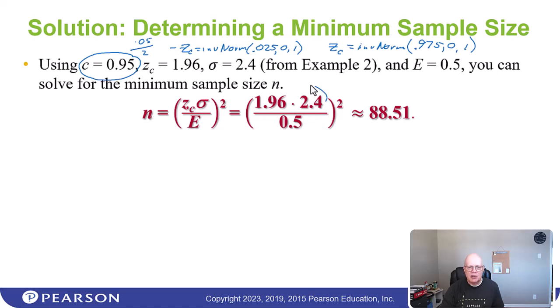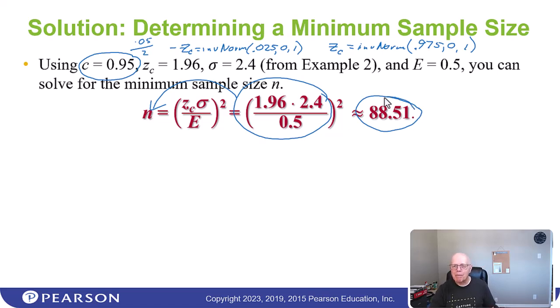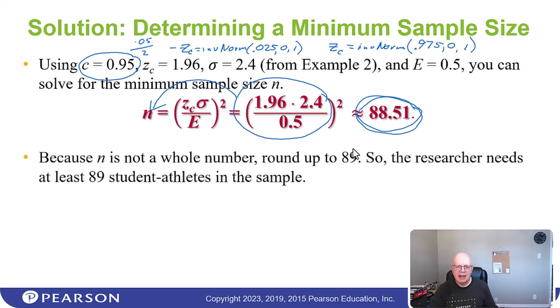Put those numbers together in your formula for the minimum sample size. And here's 88.51. So how many, if we're doing a sample of people, can we sample 88.51? No, we can't do that. Do we sample 88? No, that's not quite big enough. We always round this up if it's not a whole number to begin with. So what you really want is a sample size of 89. So make sure you have 89 student athletes for your sample.